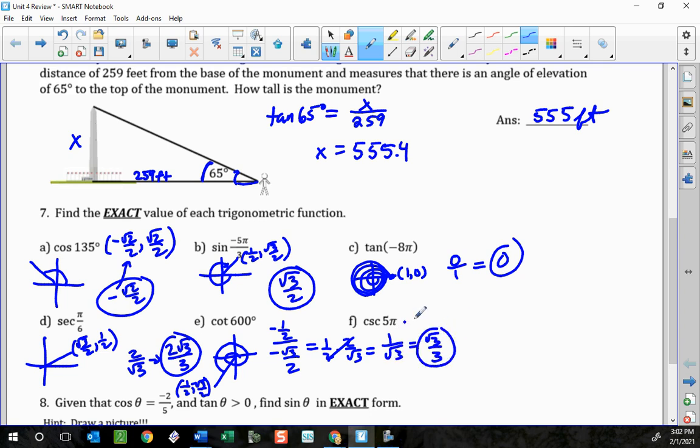All right, and the last one over here, cosecant of 5 pi. So let's see, 2 pi and 4 pi, so 5 pi would be over here. That has a coordinate of negative 1, 0. So the cosecant is the reciprocal of the sine. So the sine is 0, so for the cosecant, I have to put 1 over 0. Well, that is undefined. So you can answer undefined, or you can write 0 with a slash through it.